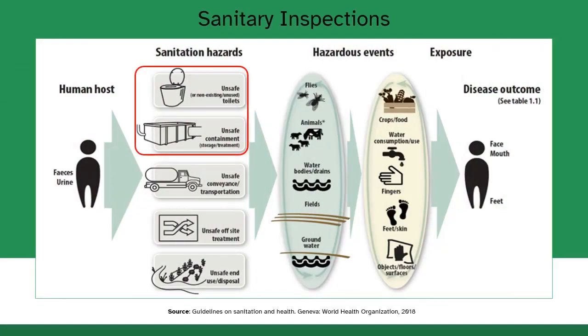Sanitation inspections look at the parts of the sanitation chain that can be observed at the household level. Therefore, they only cover the toilet and containment and on-site treatment steps of the chain. Other tools are needed to assess conveyance and treatment and disposal or reuse off-site.